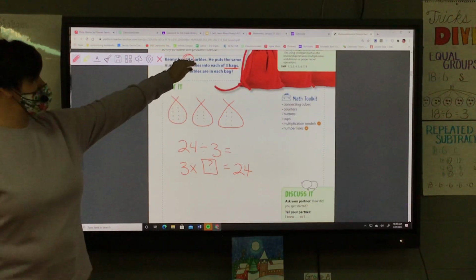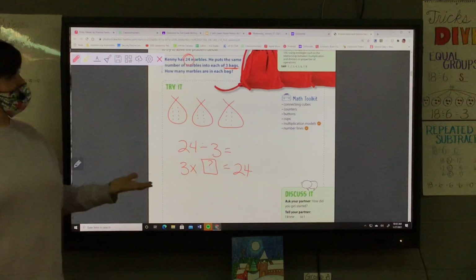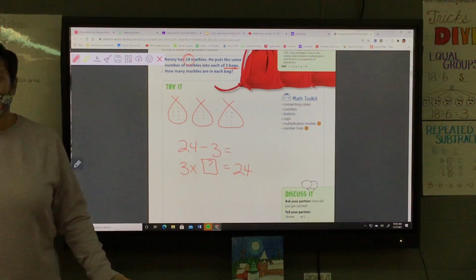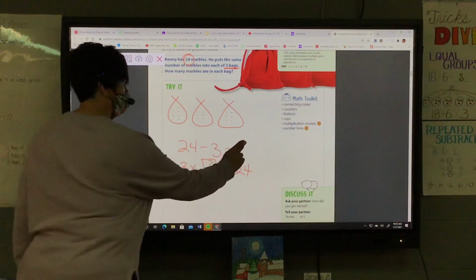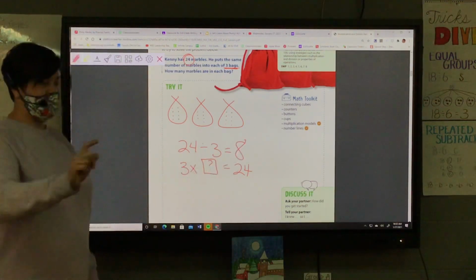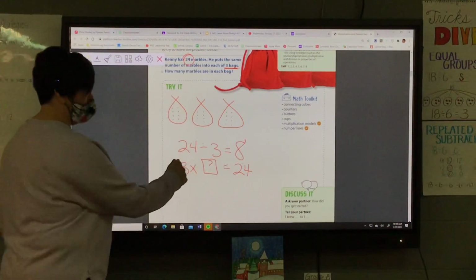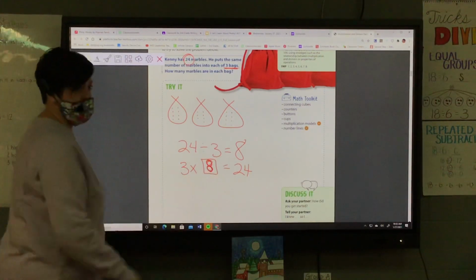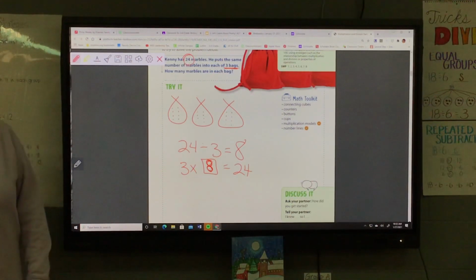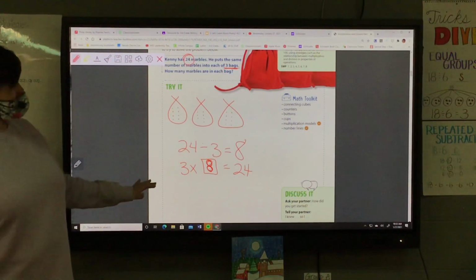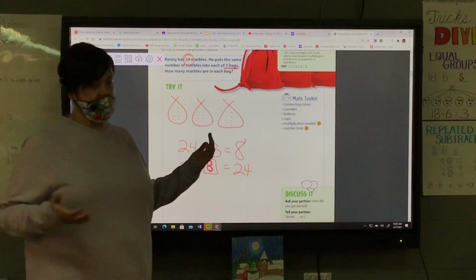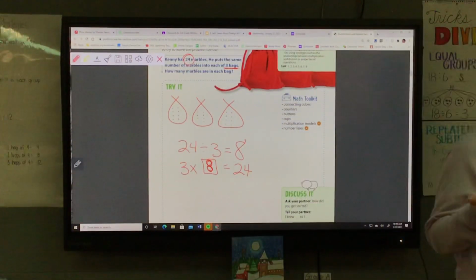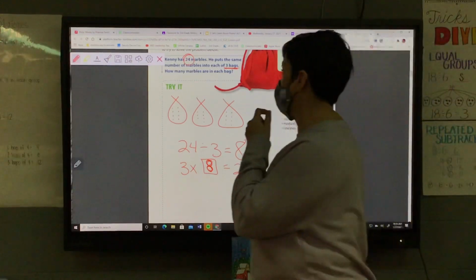Did we do what this said up here? Mm-hmm. So how many marbles are in each bag? 8. So I think it might have been Natalia. You said that 3 times 8 equals 24. All right. So is there more than one way to be able to figure this out? Yes. That's the awesome thing about math.